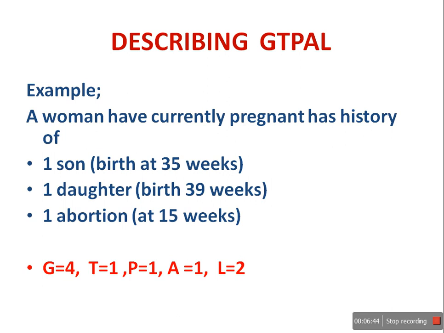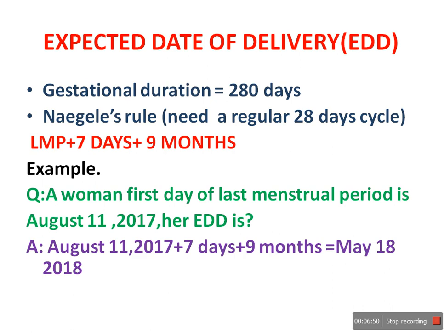So like this you can collect or identify the GTPAL, which is very easy. Then how can we estimate the expected date of delivery, EDD? The gestational duration is 280 days. All of you know about this, 280 days. So normally you can identify when the delivery may occur.